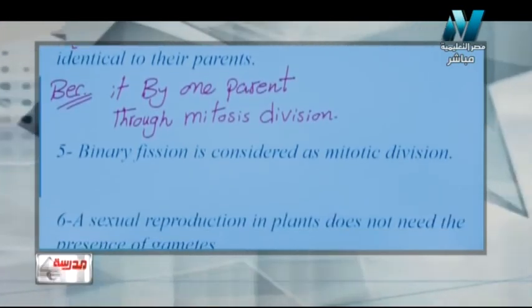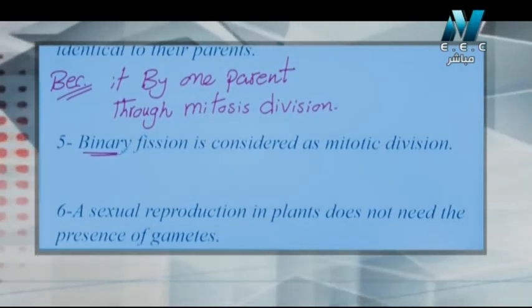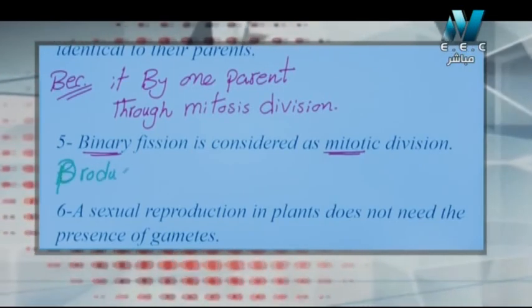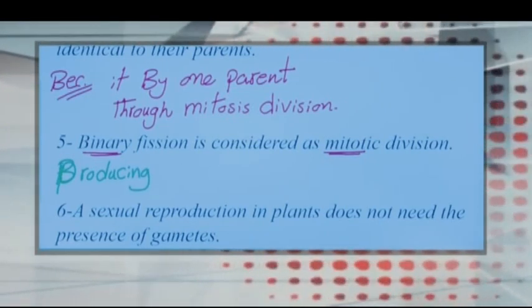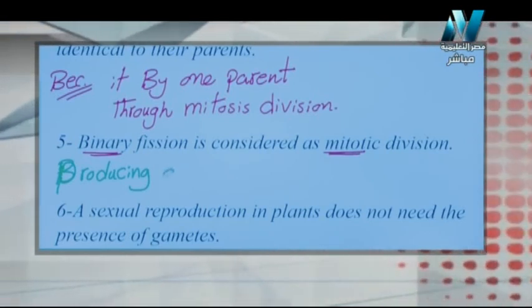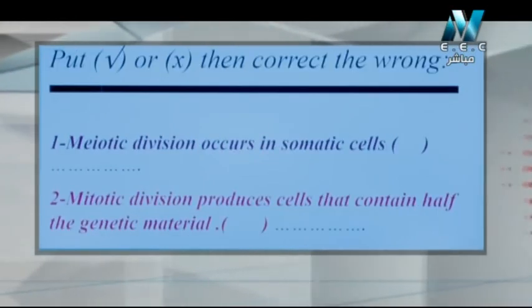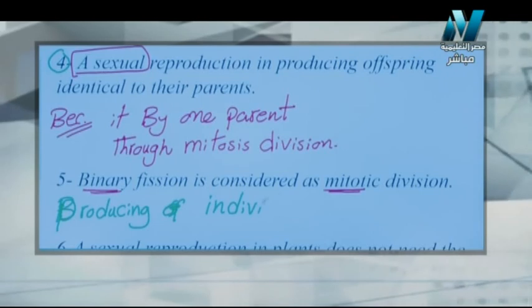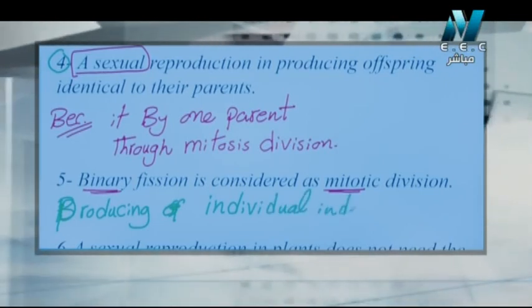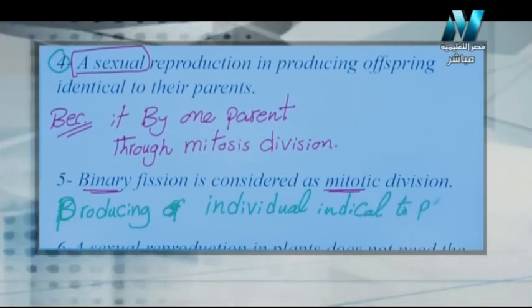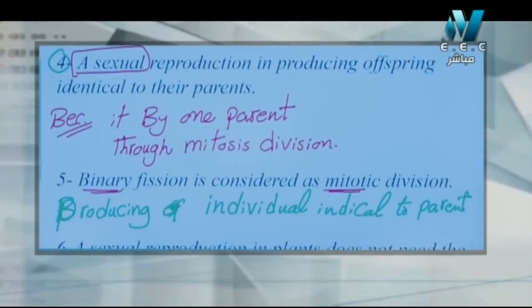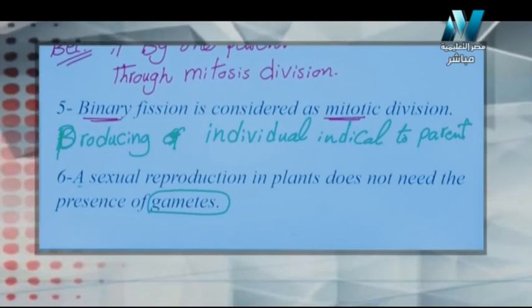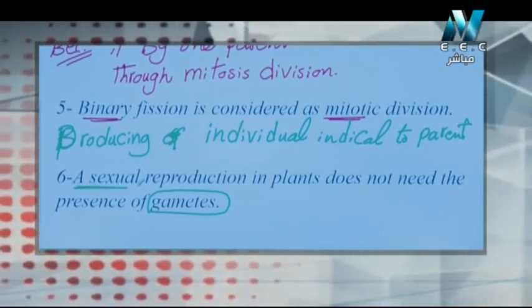Okay, number five, binary fission is considered as mitotic division. Of course binary fission, and here I will answer on the word mitotic. I say producing individuals identical to a parent, or with a complete number of chromosomes. Asexual reproduction in plant doesn't need presence of gametes. Of course this is asexual too, I answer because it depends on one parent by mitosis division.